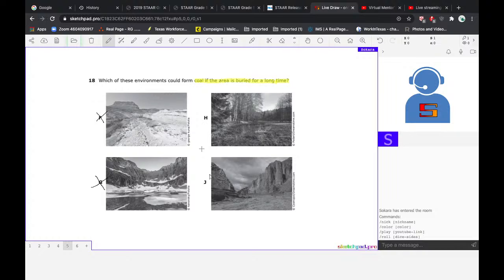Next, let's check answer choice J. Okay, so this also looks like a desert-like kind of region. And again, I do not see any plants in this picture. So therefore, answer choice J is also incorrect, all right? And that leaves us with one last choice, which is H. And as you can see here, there are plenty of plants in order for coal to form. I'll give you guys a minute if you have any questions.